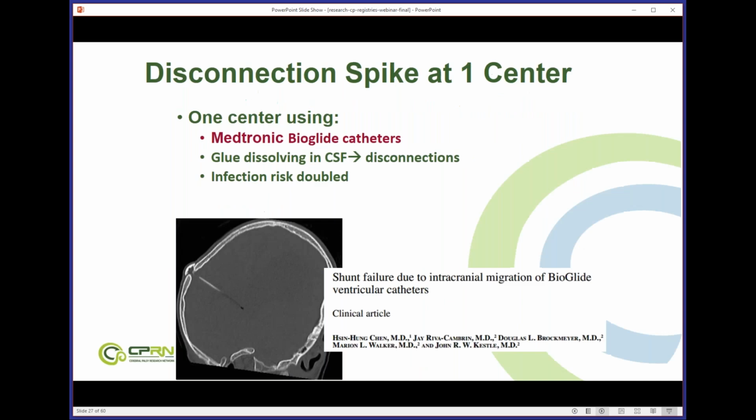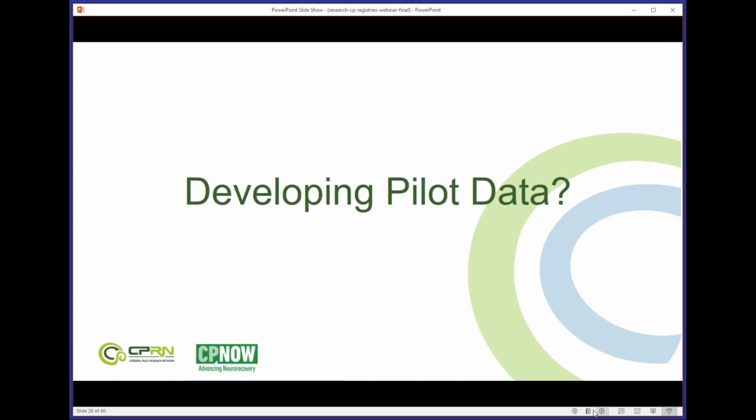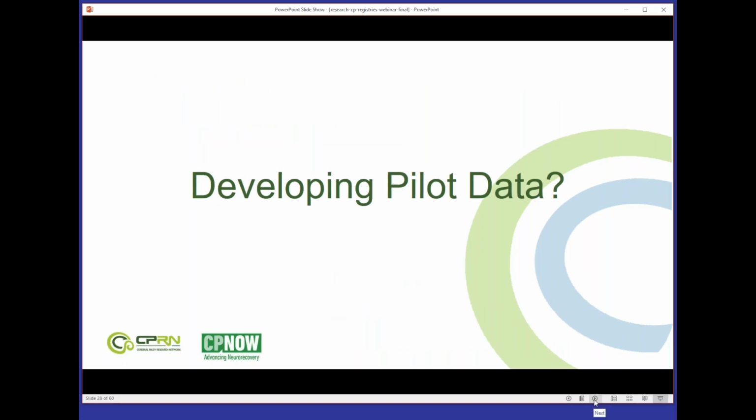The registry, twice, and I'll just give one example, has identified a major problem at a site. This was a catheter, the Medtronic BioGlide catheter, a new product that was supposed to be slippery and wouldn't get stuck in the brain, but it actually dissolved in CSF and the catheters were disconnected. We saw this spike in the registry, and we also saw it at the site, and we published this as well. So that's one thing the registry can do. It can also, most importantly, probably provide pilot data.